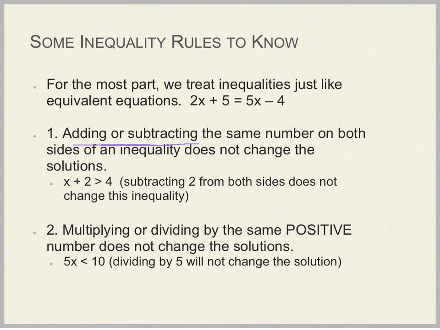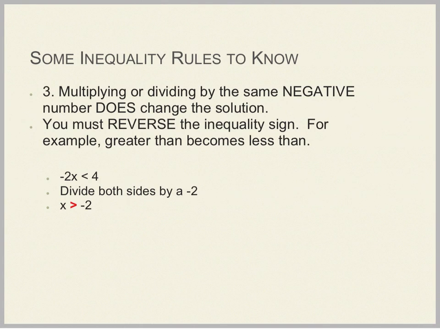Therefore, adding or subtracting the same number on both sides does not change the solution. If I subtract 2 from both sides of this inequality, I will not change this inequality. Multiplying or dividing by the same positive number also does not change the solution. However, multiplying or dividing by the same negative number does change our solution. And what we need to do is reverse the inequality sign.